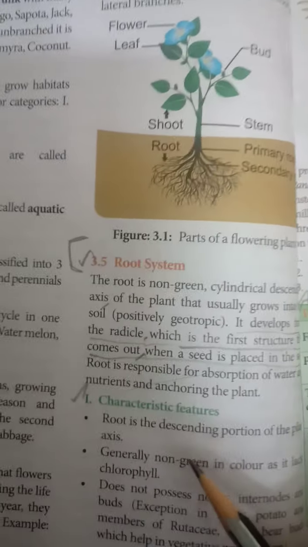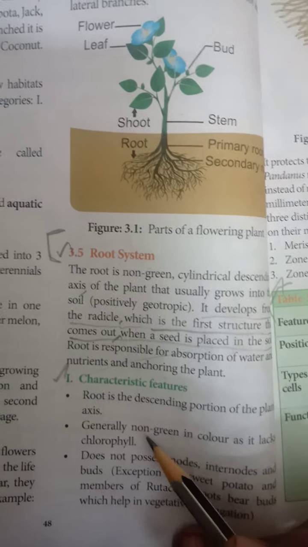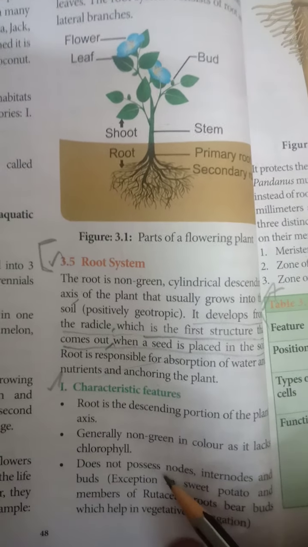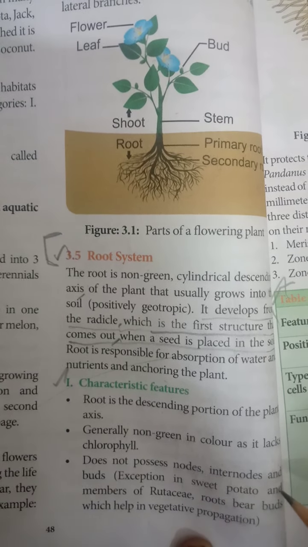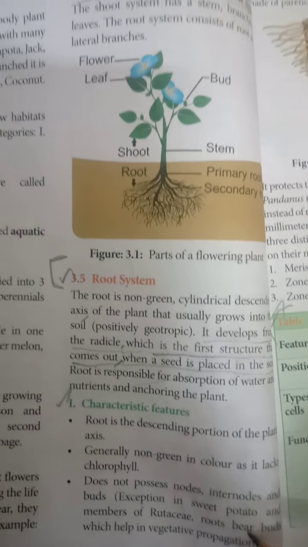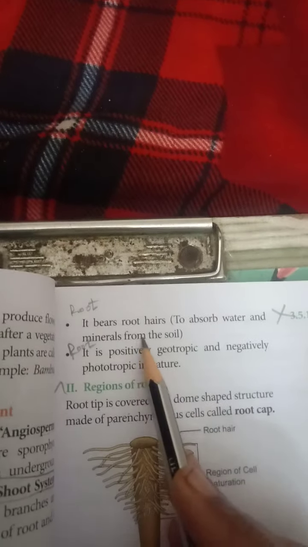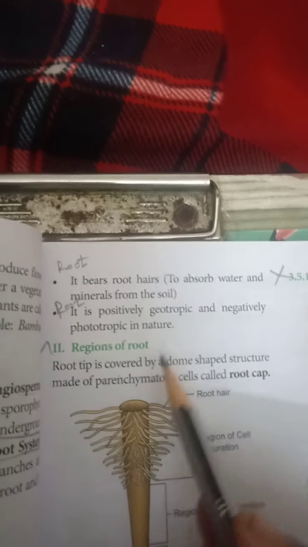Characteristic features of the root system. The root is the descending portion of the plant axis, generally non-green in color, lacks chlorophyll, and does not possess nodes, internodes and buds, with exceptions in sweet potato and members of Rutaceae. The root bears buds, which help in vegetative propagation. The root bears root hairs to absorb water and minerals from the soil. It is positively geotropic and negatively phototropic in nature.